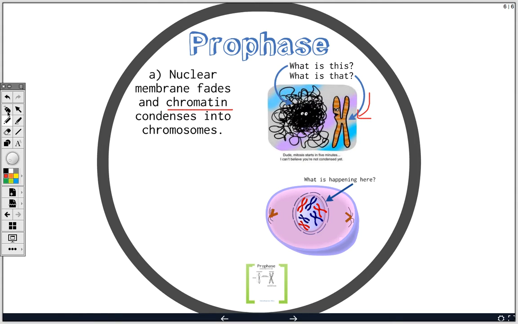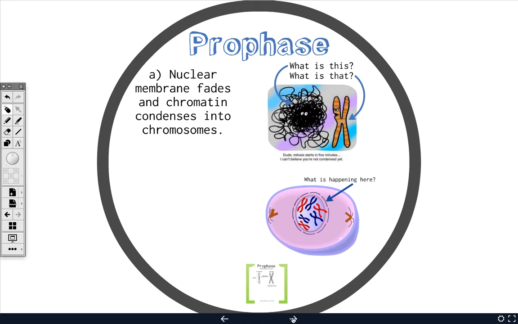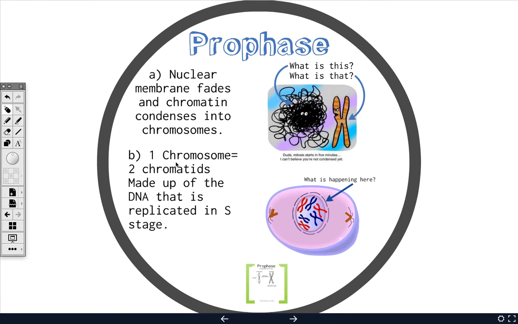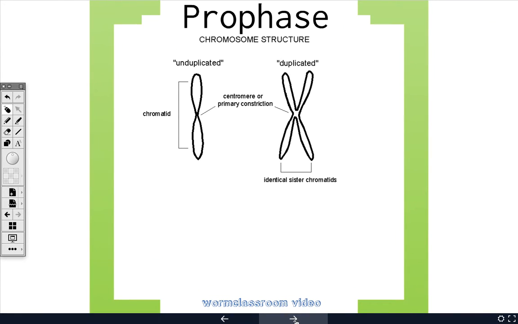or a chromosome. Whenever it begins shrinking, that one chromosome becomes two chromatids made up of that DNA that's replicated in the S phase. So two chromatids, one side is over here and the second side is over on this side. So now it's one full chromosome. And the last thing that happens here in prophase is one of these chromatids being duplicated. So now we call these identical sister chromatids.